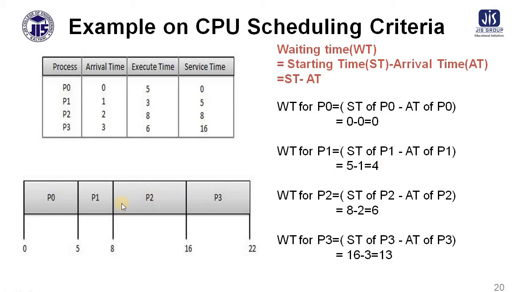Similarly, waiting time for process 2. Process 2 entered the system at time 8, but it arrived in our system at time 2. So 8 minus 2 equals 6. Similarly, process 3 entered the system at 16, but it arrived in the system at 3. So the waiting time for process 3 is 13. In this manner, one by one, we can calculate the waiting time.